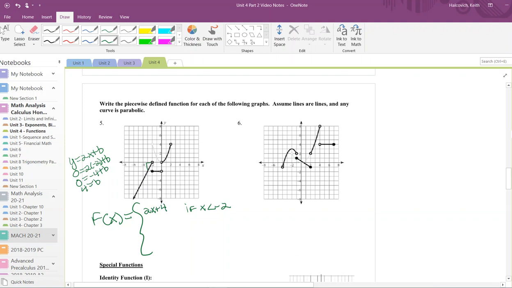The second one is a horizontal line, so that's just going to be -2, and that's when x is between -2 and 0. And then the last one is a parabola, and that's between 0 and 2. Fix that.